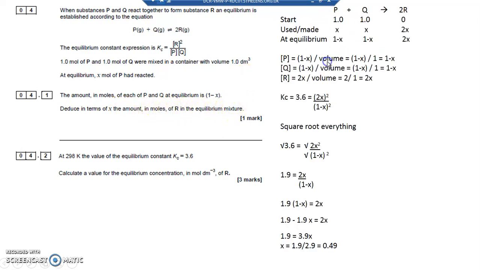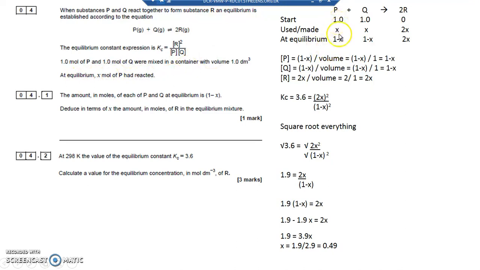Well, you always set it out as a table like this to start off with. So P plus Q makes 2R. So at the start, you've always got to lay it out like this. This simplifies things. So at the start, there's 1 mole of P and 1 mole of Q, and there's no R. There's no mention of R at the beginning. You won't have made any R right at the beginning because P and Q have not had a chance to react. It says at equilibrium, X moles of P had reacted.